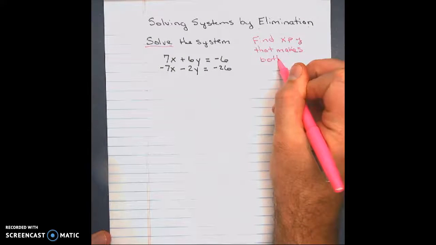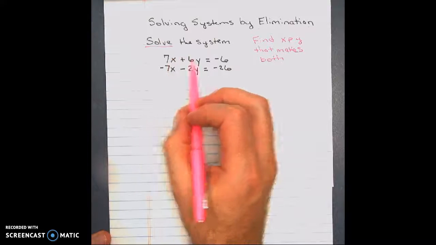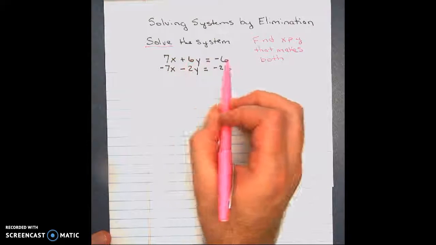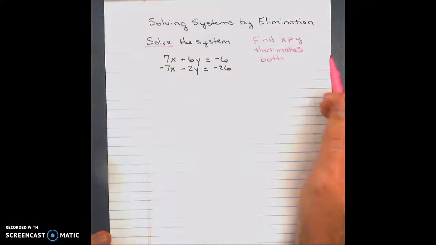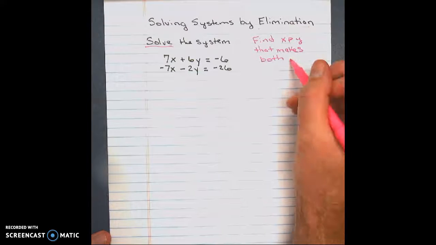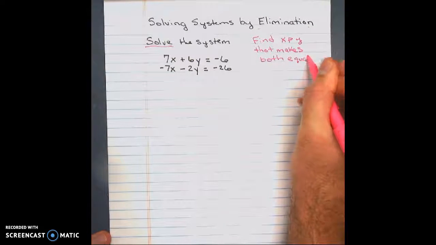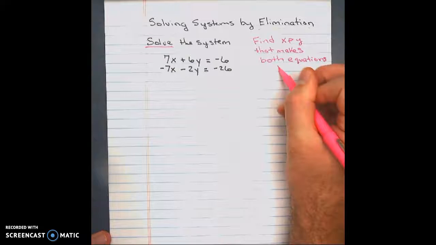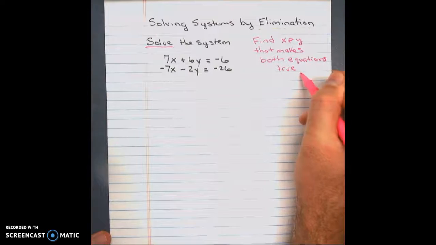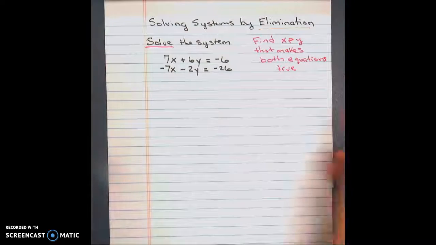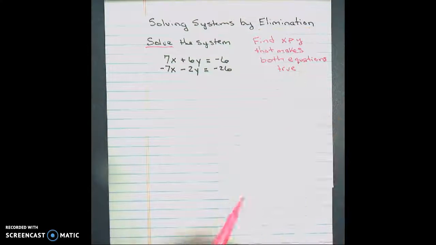You'll be surprised, it's pretty easy to find answers that make this top equation true, but it won't make the bottom equation true. So find an x and y that makes both equations true. That's our goal when it says solve a system. So we've got to make sure we keep working until we actually reach our goal, find x and y.